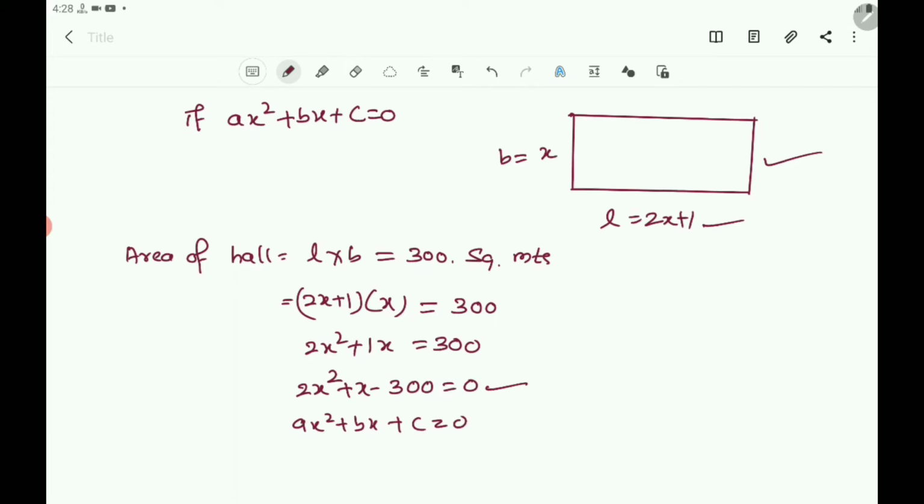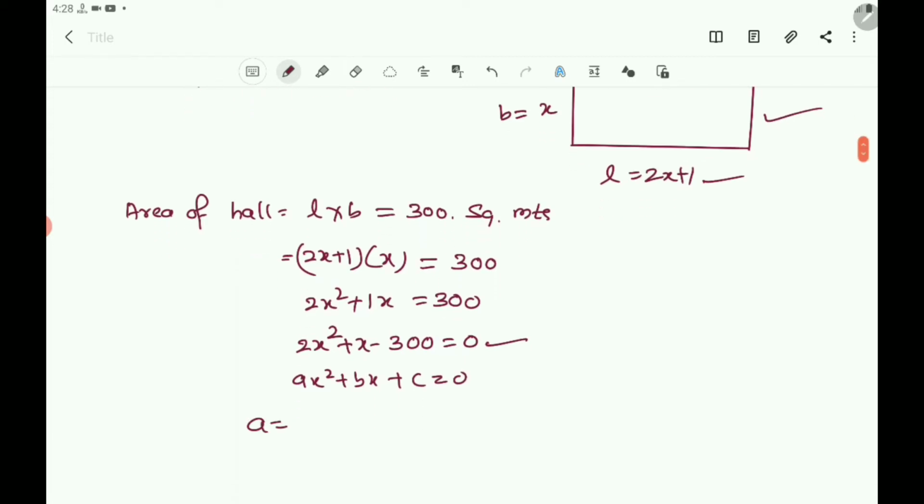It is a quadratic equation, and this is in the form of ax square plus bx plus c equals 0. Here a equals 2. And b equals 1, since 1x is there. So here b equals 1 and c equals minus 300.